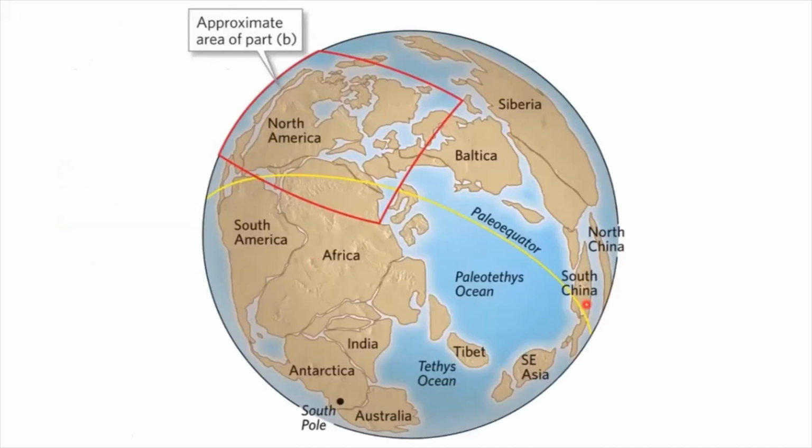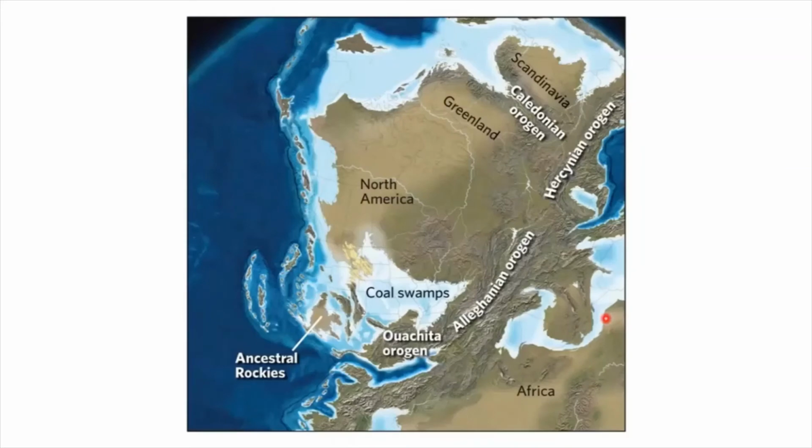So here is a reconstruction of Pangaea. At the end of the Paleozoic, almost all the land masses had combined into a supercontinent called Pangaea. Now, this is the Alleghanian orogeny, and these are when huge mountain belts formed, and it's believed that the Alleghanian orogeny was as high or higher than the Himalayas are today.